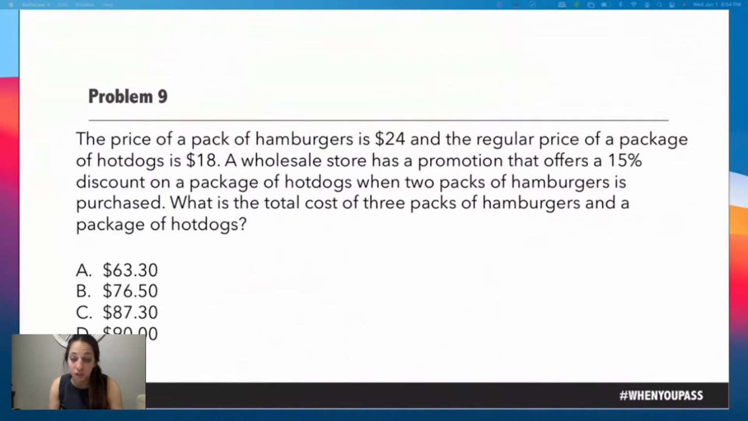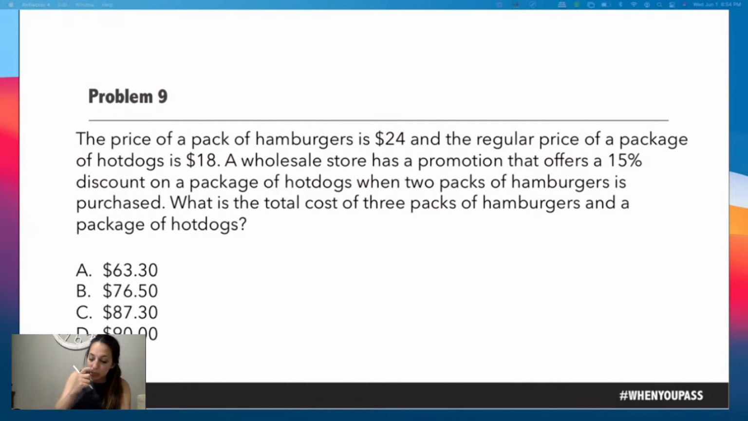And the price of a package of hot dogs is $18. A wholesale store has a promotion that offers a 15% discount on a package of hot dogs when 2 packs of hamburgers is purchased. What is the total cost of 3 packs of hamburgers and a package of hot dogs?